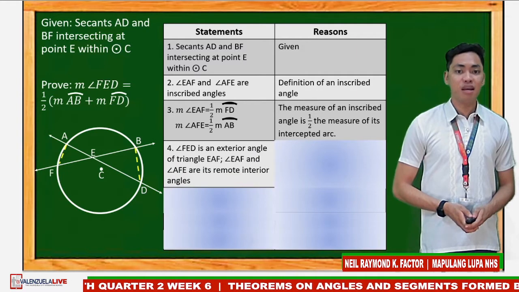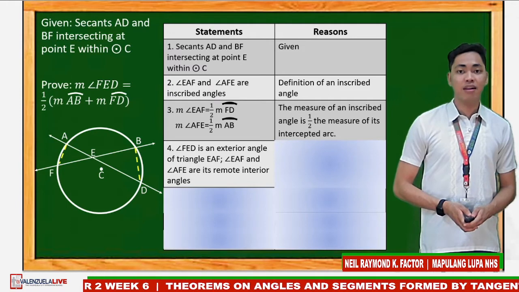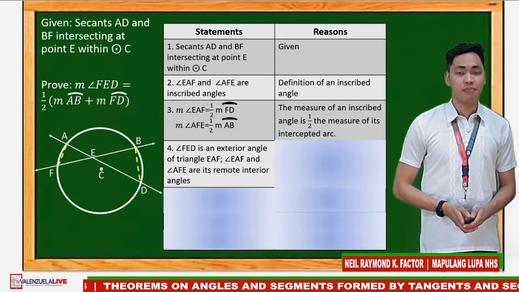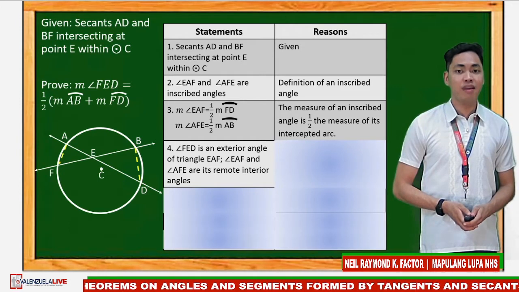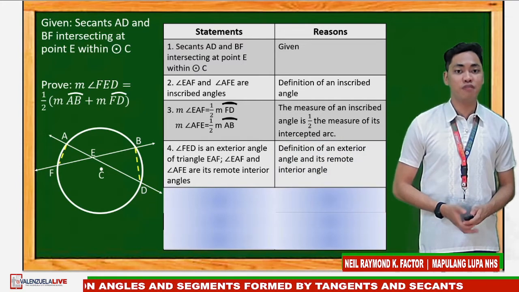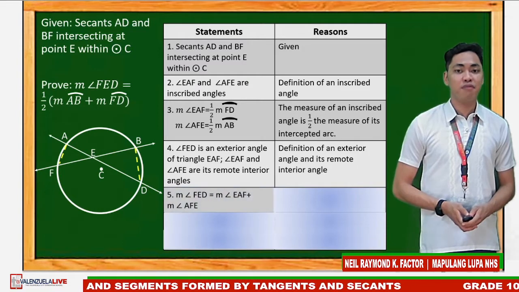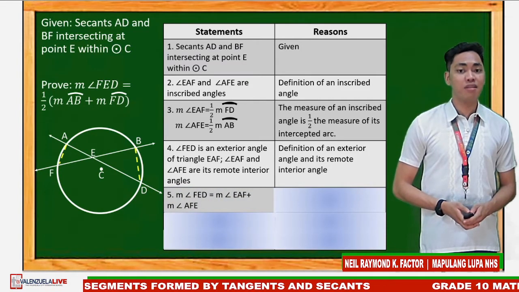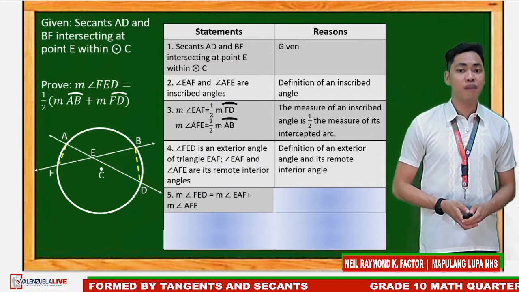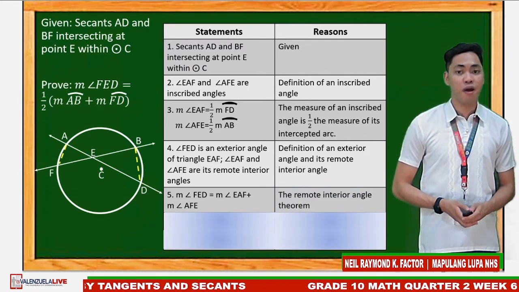Let's go to statement number 4. Angle FED is an exterior angle of triangle EAF. Again, angle FED is an exterior angle of triangle EAF. Angle EAF and angle AFE are its remote interior angles. This is by the definition of an exterior angle and its remote interior angle. Statement number 5. The measure of angle FED is now equal to the measure of angle EAF plus the measure of angle AFE. This is by the remote interior angle theorem.